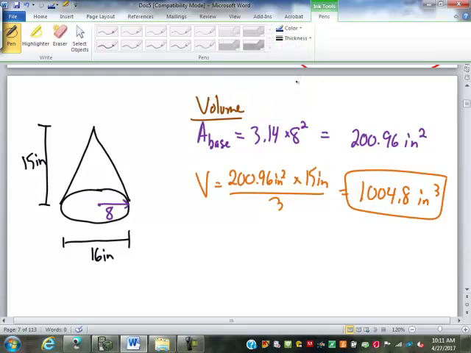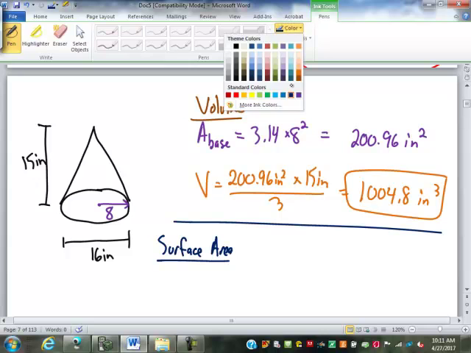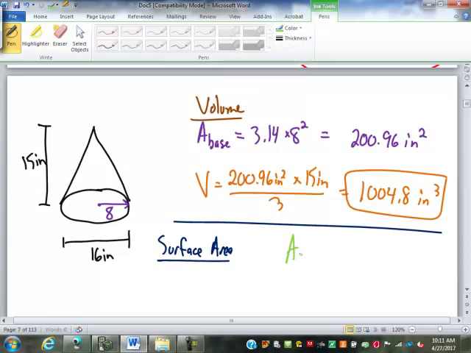That's volume. That's not hard. Surface area. Well, the first thing we need to find for surface area is the area of the base. We know that one already. 200.96 square inches. Found that up here. There's only one of them, so I only need to put it in there once.